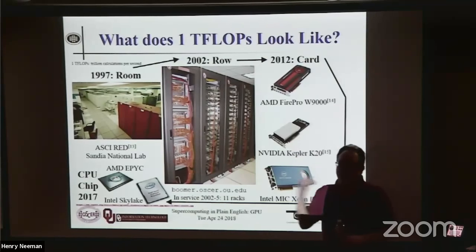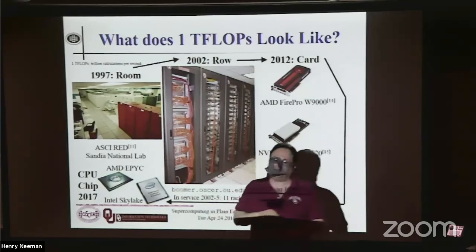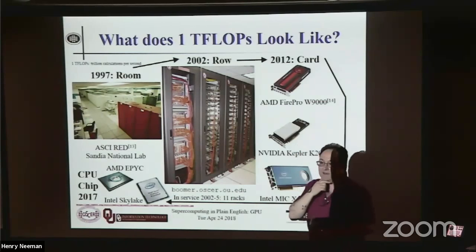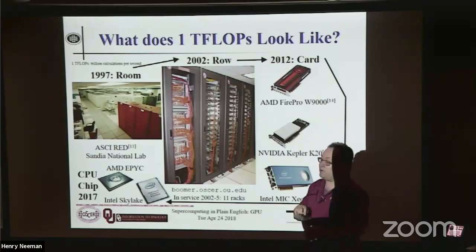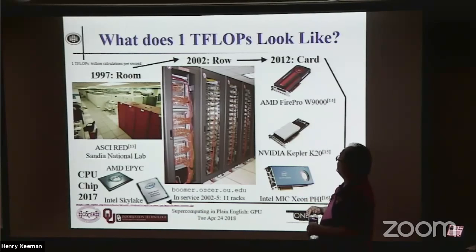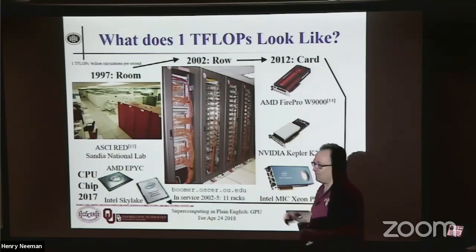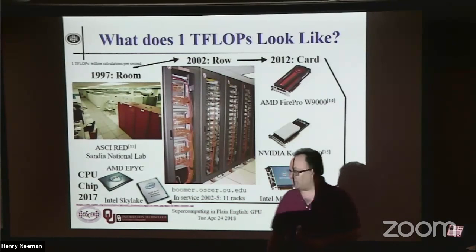This is the progression of 1 trillion calculations per second, or a teraflop, from 1997, when it was hundreds of millions of dollars and filled up an entire data center, through 2002. This was the one we had here at OU. It took up a row, I think it was 11 racks, and it cost under $1 million. By Christmas of 2012, any of those 3 vendors would cheerfully sell you a card that would do 1 trillion calculations per second that you could pop into a workstation or a server. And now you can actually buy a chip that will do 1 trillion calculations per second.